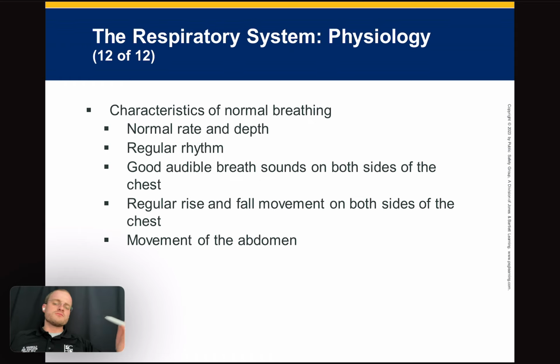Characteristics of normal breathing, intuitive. We've all been here, right? Normal rate and depth, regular rhythm, good audible breath sounds on both sides of the chest. Audible is something you can hear. Regular chest rise and fall on both sides of the chest. It should be symmetrical. Movement of the abdomen. That can be pathological, but sure, you might have a little bit of movement of the abdomen. You see movement of the abdomen in pathology, really. That's accessory muscle usage, by the way. I don't know about this one, but who am I? I'm not writing your test.